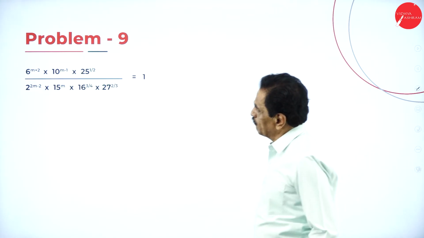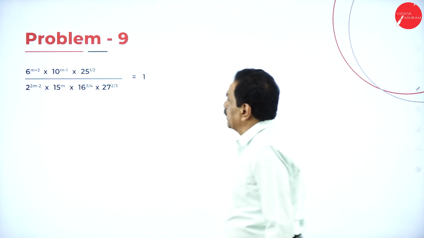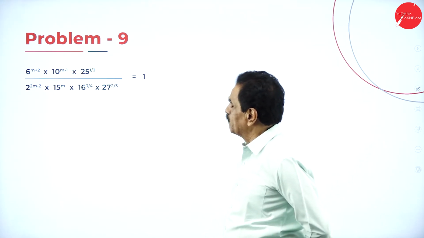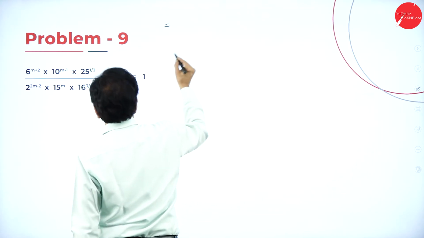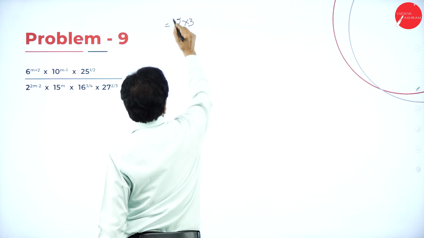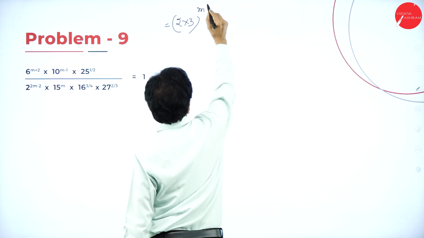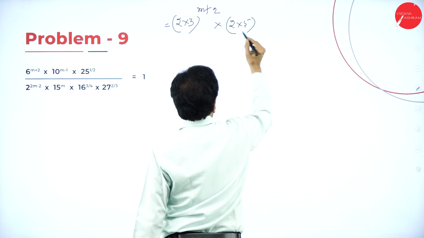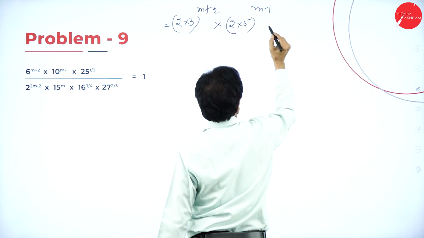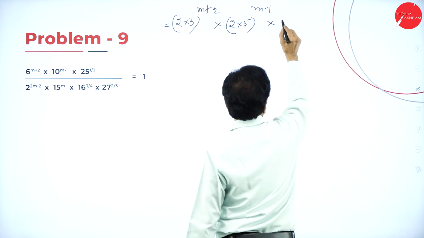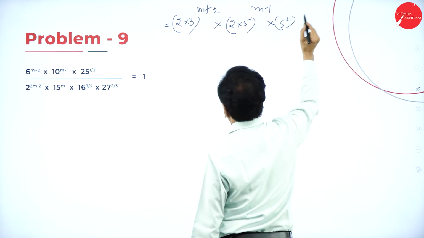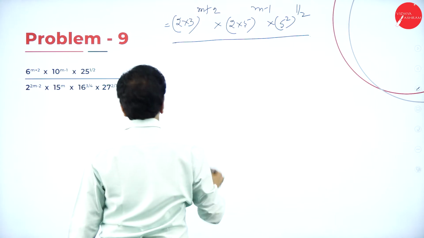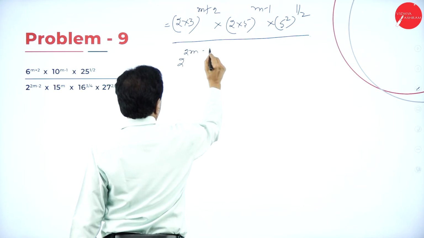Next one. 6 to the power of m plus 2, 2 into 10 to the power of m minus 1, 25 to the power of half, divided by 2 to the power of m plus m minus 2, 15. Simplify this. 2 into 3 to the power of m plus 2, 10 is 2 into 5, to the power of m minus 1, into 5 square to the power of 1 by 2, whole divided by 2 to the power of 2m minus 2.